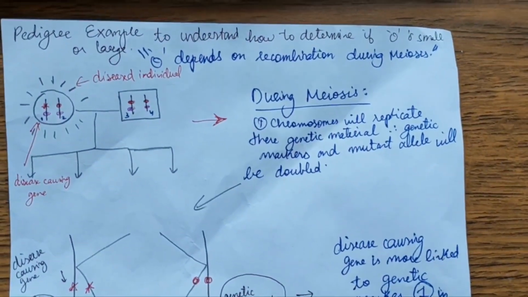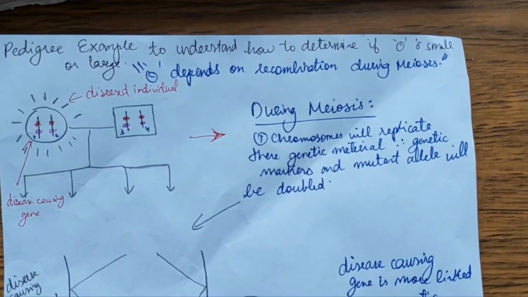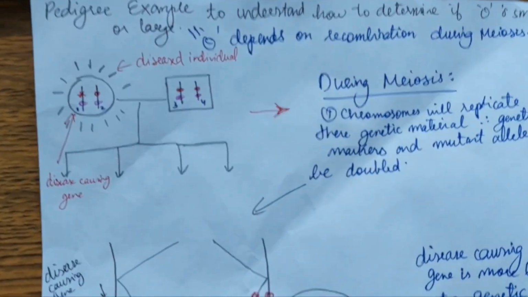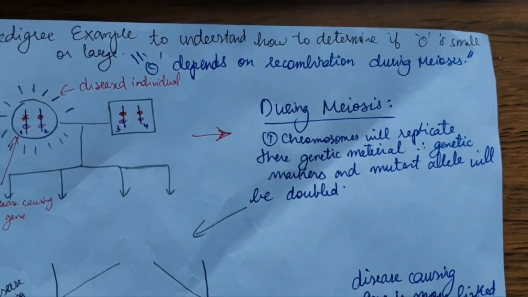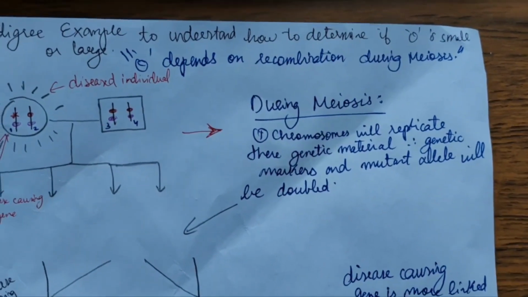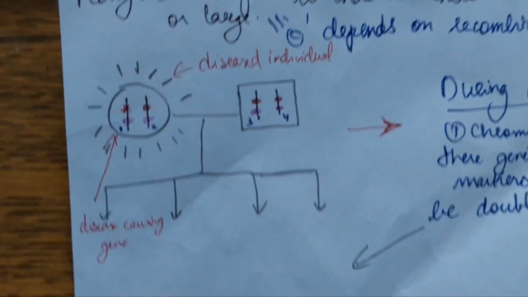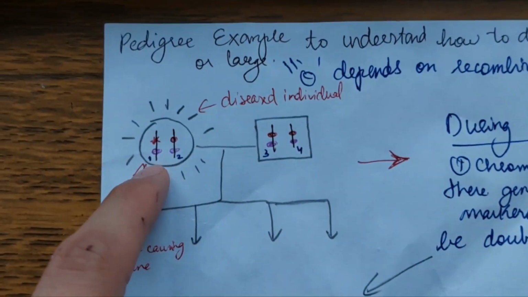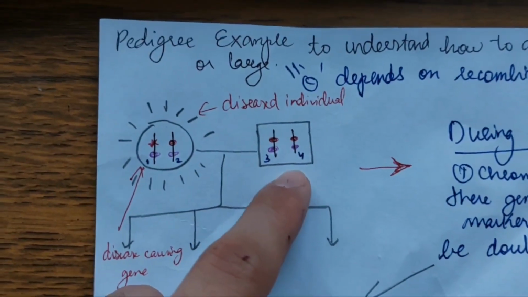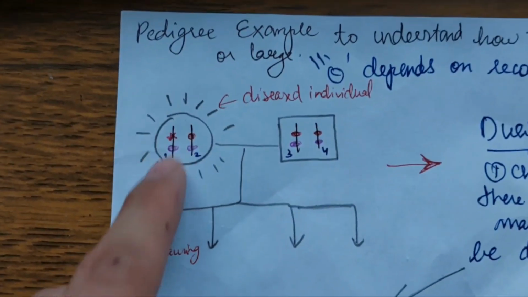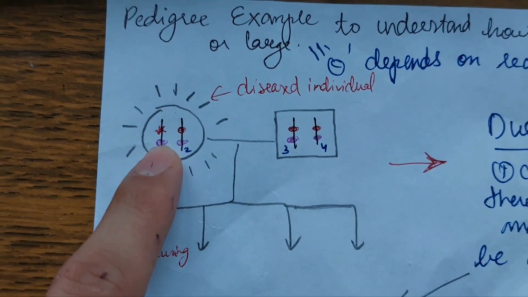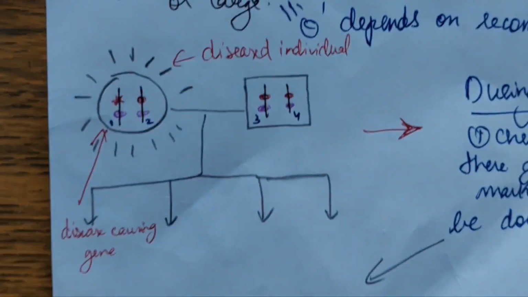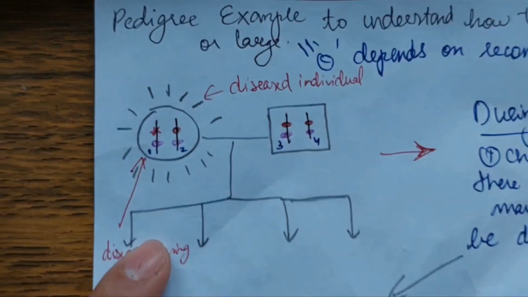coming back to our question, that is how to determine theta, and how to understand if theta is small or large. For that, as I told earlier, we can understand through a pedigree example. So for example, if we look at this pedigree, here is the diseased individual and these are his chromosomes, and here is the healthy individual. The female who is diseased has a diseased gene that is responsible for expression of disease. So this is an example of an autosomal disease, which we are going to see.